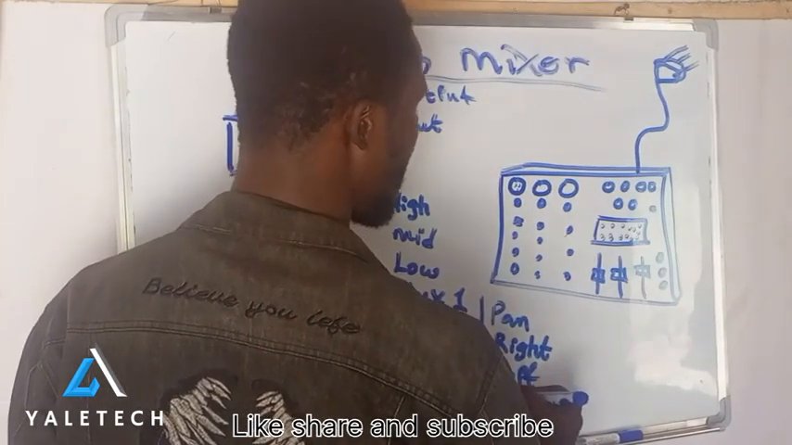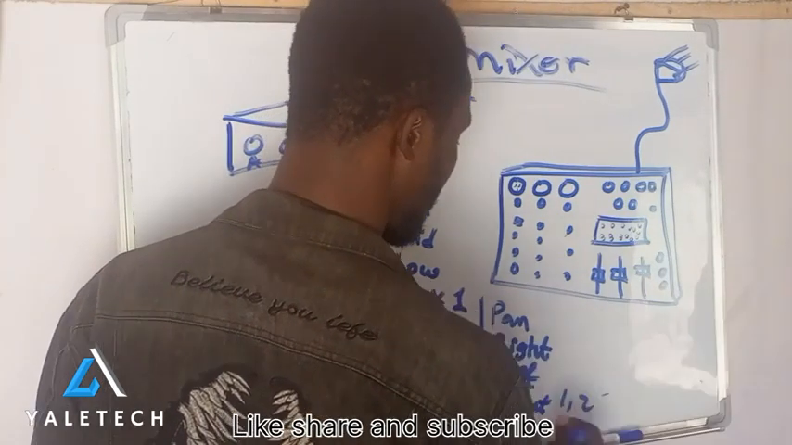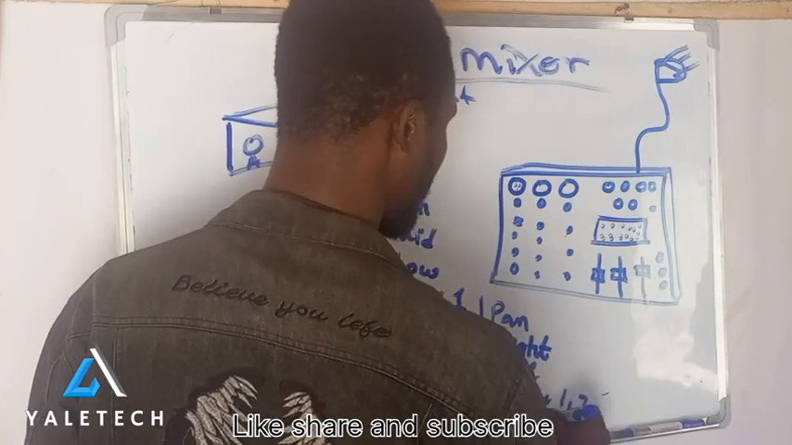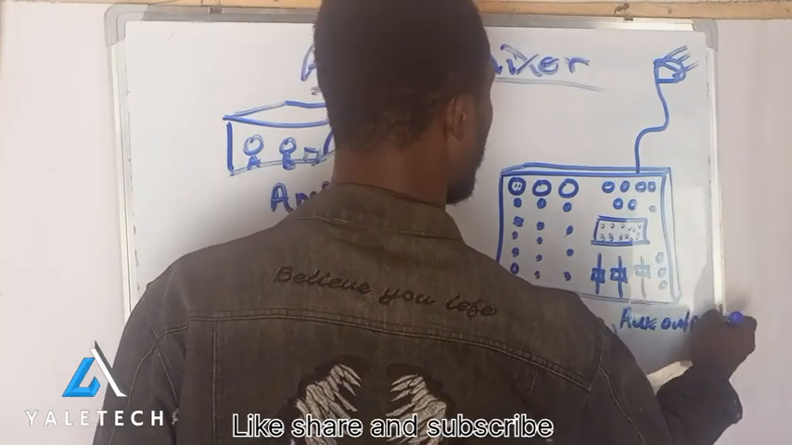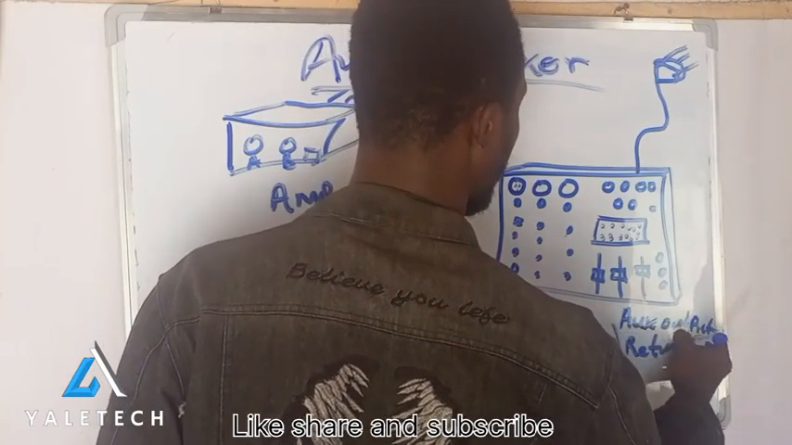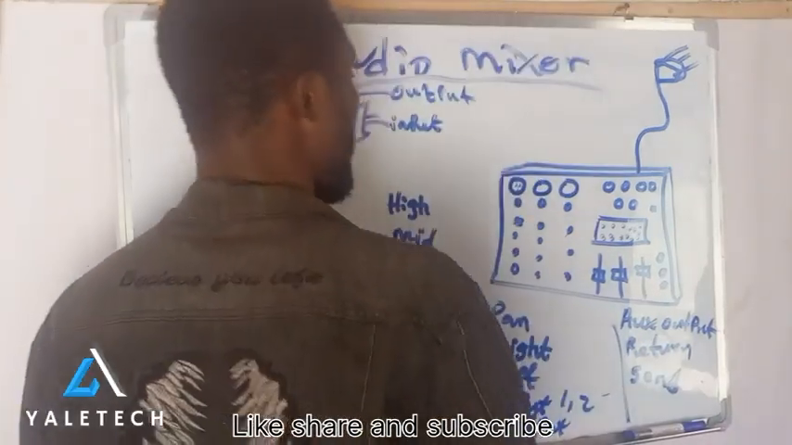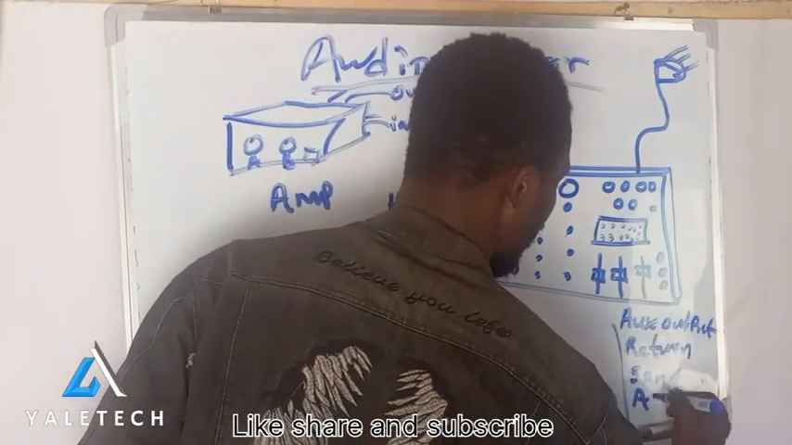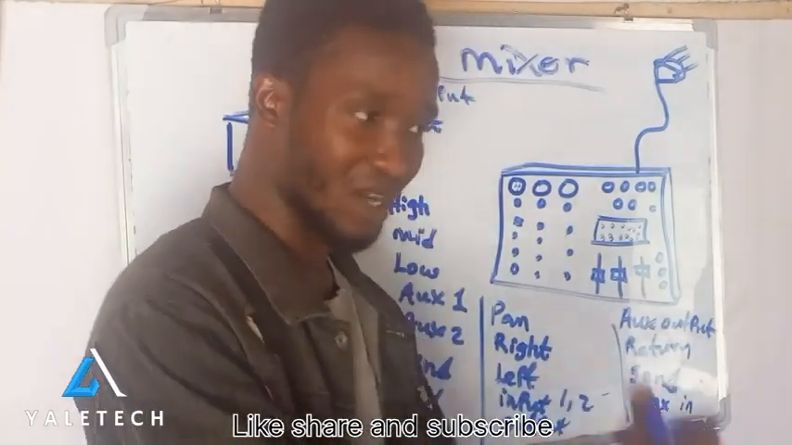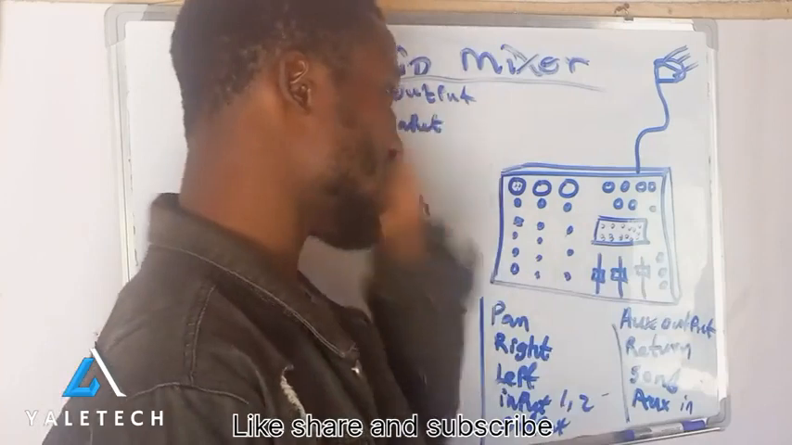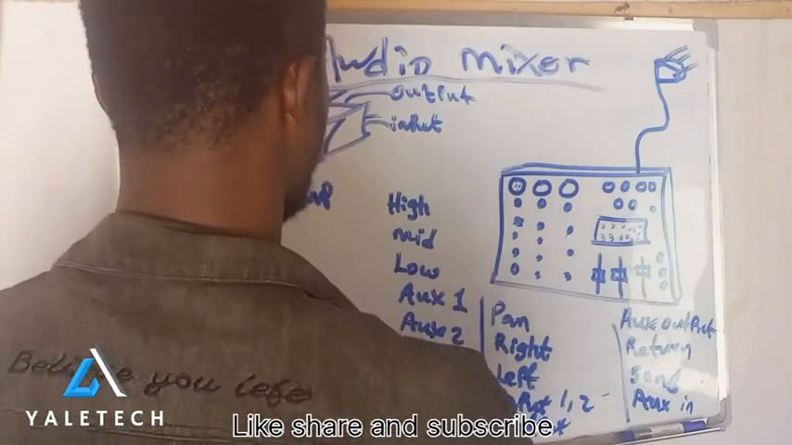Okay, and also let me see. You will see another function like right. You see stuff like left. You may see another thing like input, input one, two, and so on and so forth. You see output. You will see auxiliary output. You may see return. You may see send. In fact, you will see a lot of things. Okay, and you may see something we call aux in. Then there is a control for headphone. By the time we do the practical class, we will look at everything together so you understand it better.